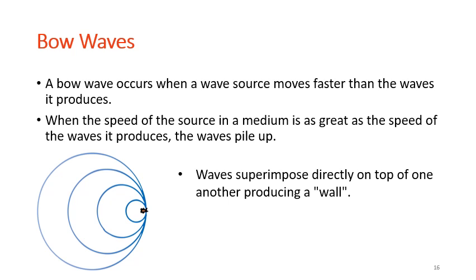Let's say, for example, the speed of the bug, I will say v bug, equals the speed of the waves. Then all these waves pile up at one point. This makes a wall of waves at this point. This happens because the source is moving as fast as or faster than the waves it produces.